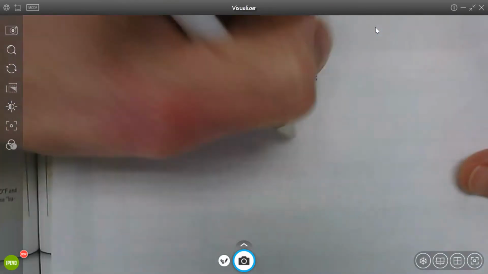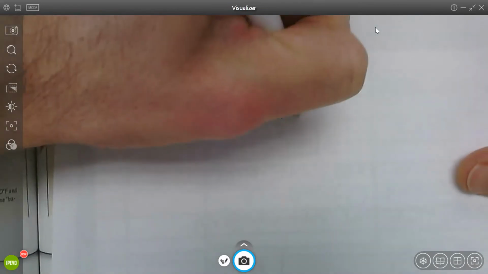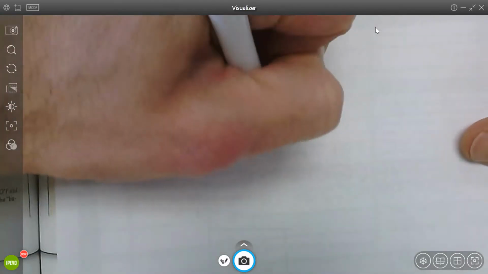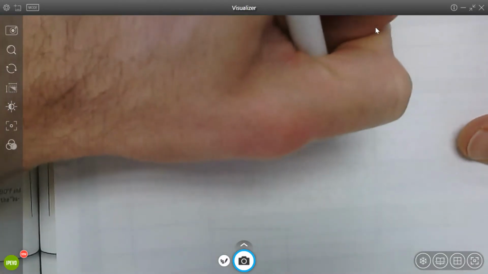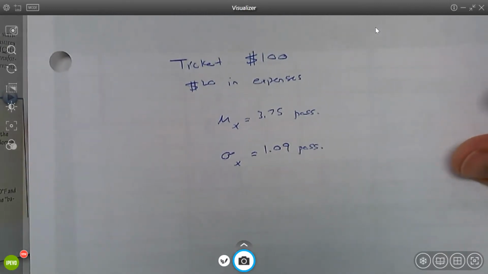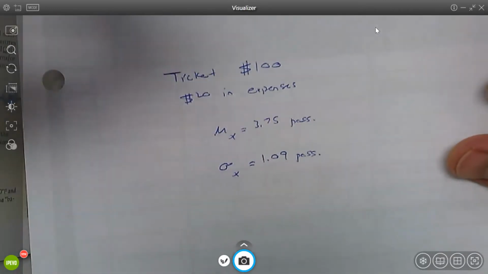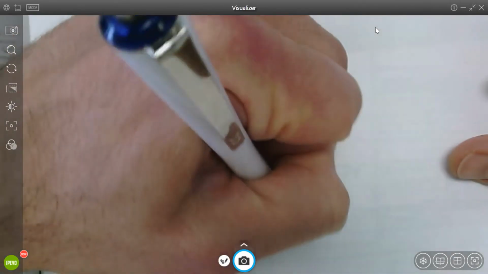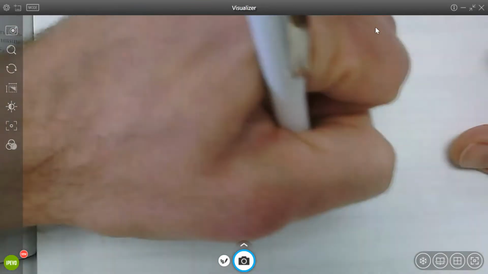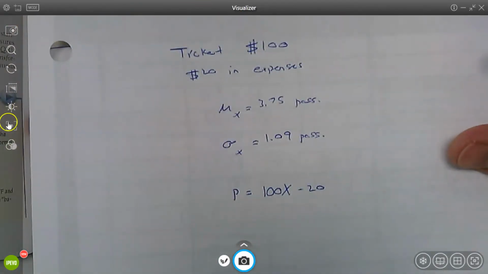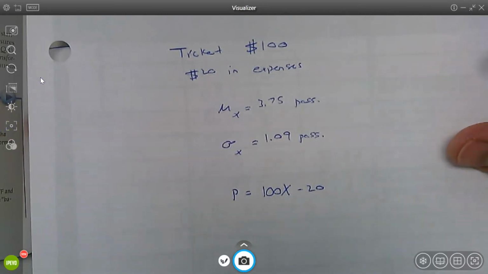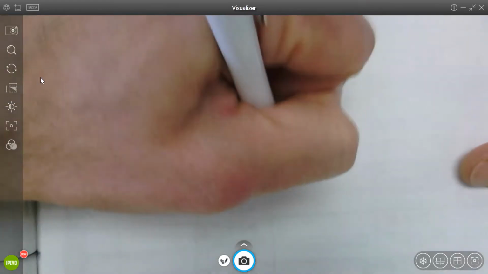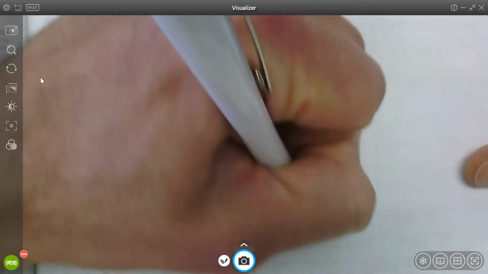So here's what I know. I know the expected value is 3.75 passengers, and the standard deviation of that is, I'm just going to round, 0.9 passengers. So essentially, I'm going to take this equation and look at his profit. Well, his profit is 100 times every person that goes minus the $20, because the $20 he's paying for gas for the vehicle and, like I said, equipment rental. So what I'm really going to be asked to do is now find the mean of the profit and the standard deviation of the profit.